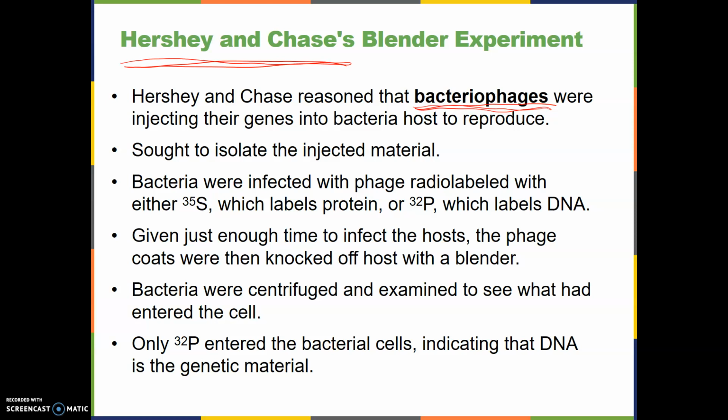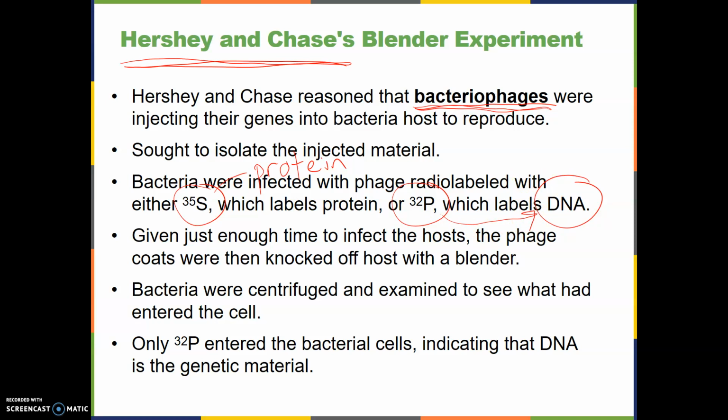Basically, these bacteria were infected with bacteriophages that had been radioactively labeled with radioactive sulfur or radioactive phosphorus. Now, the radioactive sulfur would be found in protein. So anywhere that you could trace that radioactivity, you would know that chemical was a protein. And the radioactive phosphorus is found in DNA. So anywhere that you could trace the radioactive phosphorus, you would know that it's DNA.